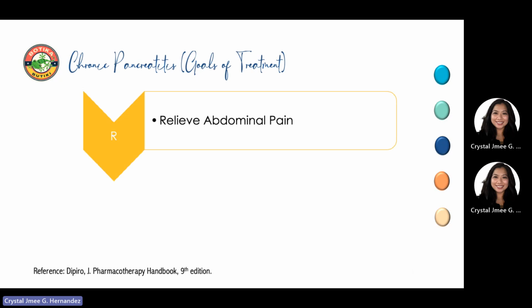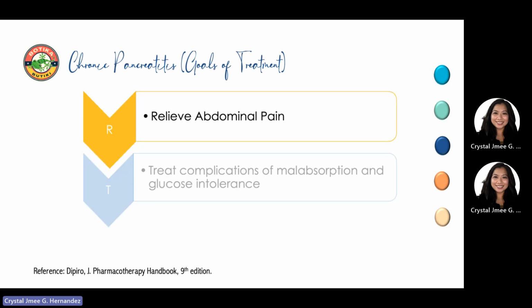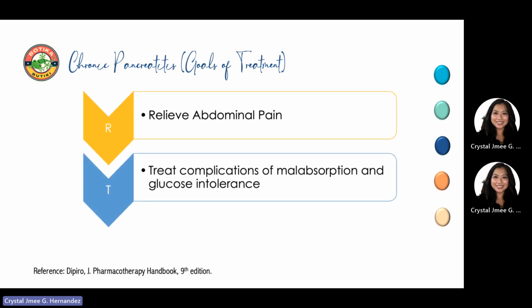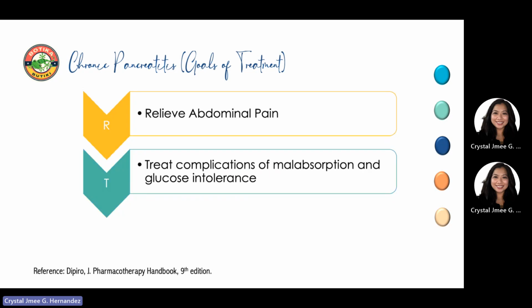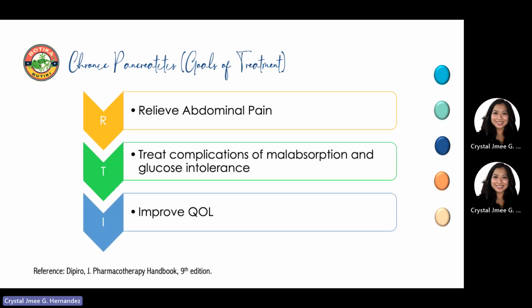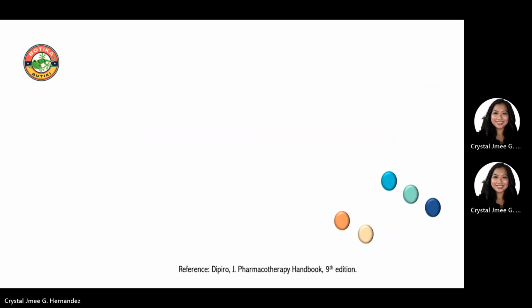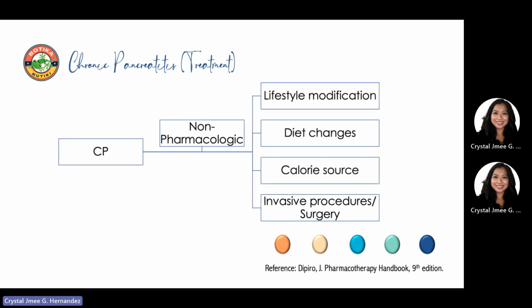For the goal of treatment, we relieve the abdominal pain, treat complications of malabsorption and glucose intolerance, and improve quality of life of the patient. Meaning to say, we need to prevent any untoward or further side effects.